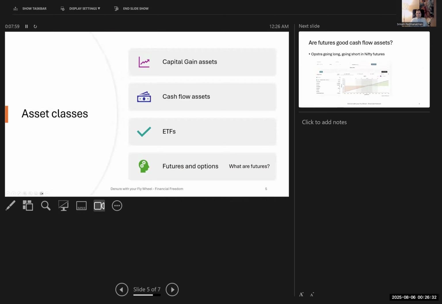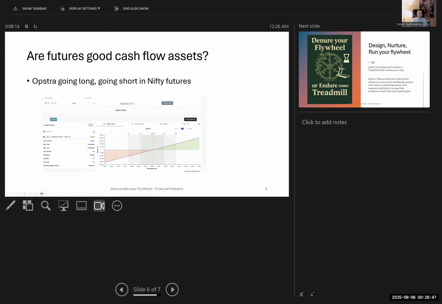The various asset classes for capital gains, asset classes for cash flows, what are ETFs? We discussed that. And futures and options, we started touching upon, during which we started looking at what futures are. So, okay, so futures, each of us, we went through the Opstra tool, and then we understood what is meant by going long in a Nifty future versus going short in a Nifty future. And this is how the payoff chart will look like. We also discussed the inherent risks in it.